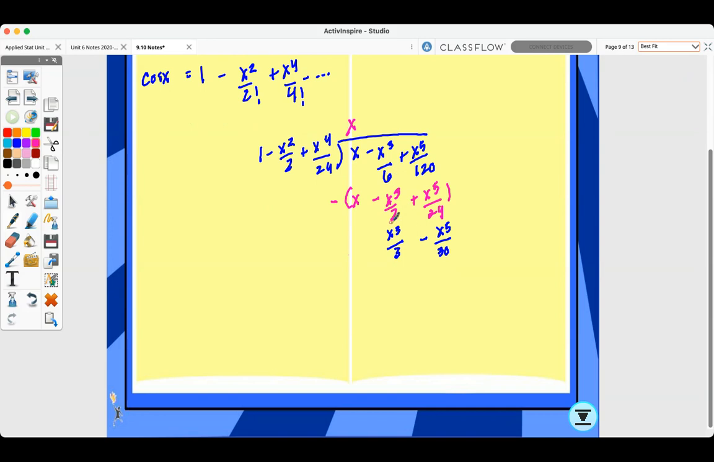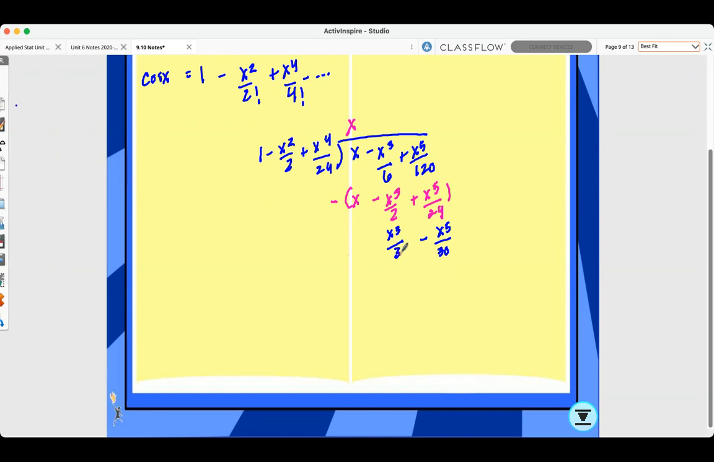Then here, x cubed over 3 divided by 1 would be plus x cubed over 3. Multiply that through. And I get x cubed over 3 minus x to the 5th over 6 plus x to the 7th over 24.